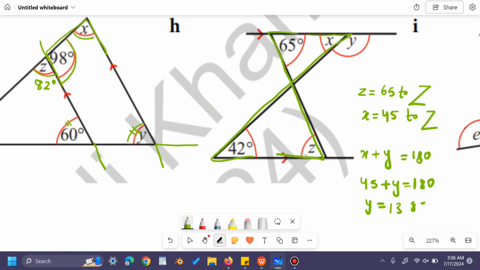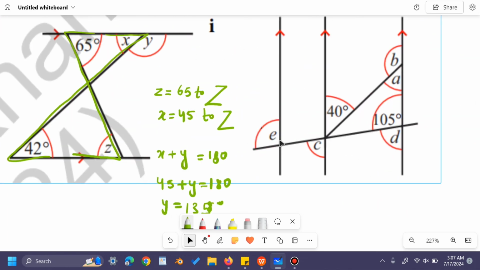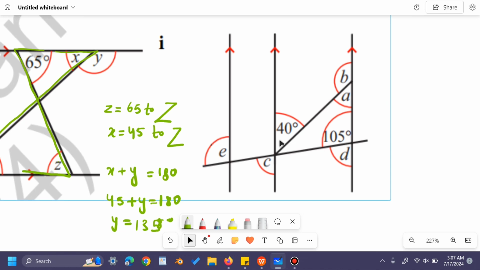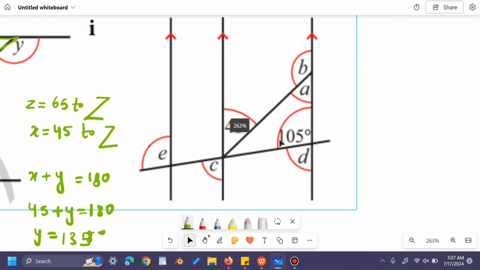Just a second. I think I made a mistake in the calculation. 180 minus 45 should be 135. Yes, so this is 135, not 138. So 135 degrees over here because of angles on a straight line.